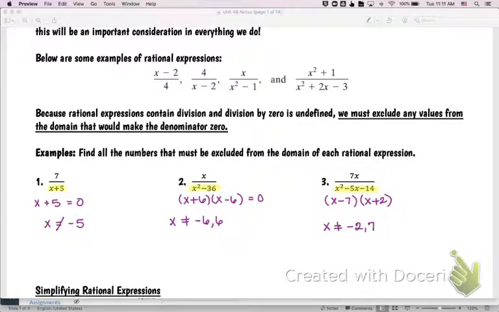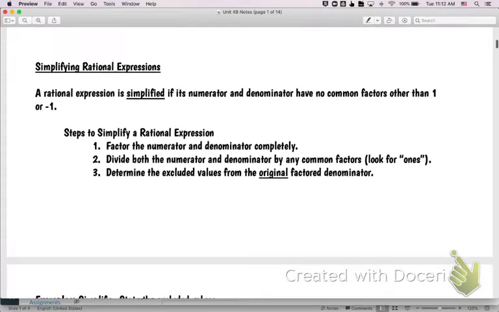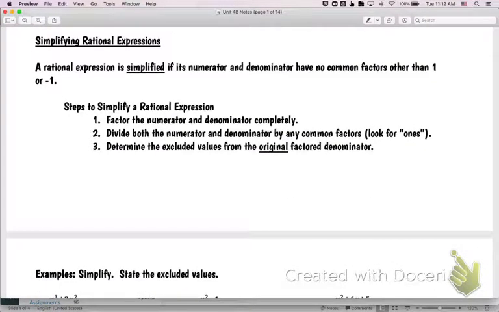Now, one of the things that we're going to practice is simplifying our rational expressions, okay? A rational expression is simplified if its numerator and denominator have no common factors other than 1 or negative 1. This is exactly the same as what we know about simplifying fractions. 2/3, for example, is simplified. The only thing I could divide both 2 and 3 by would be 1 or negative 1 in that case. Something like 5/10 is not simplified because both of those can be divided by 5. So that's what we're looking for.